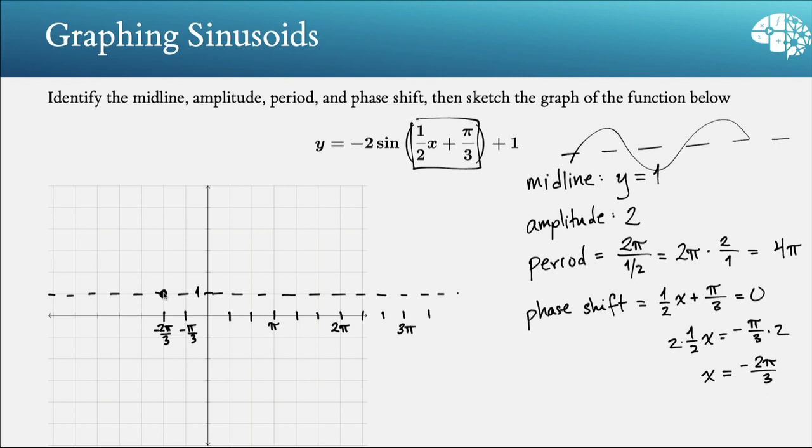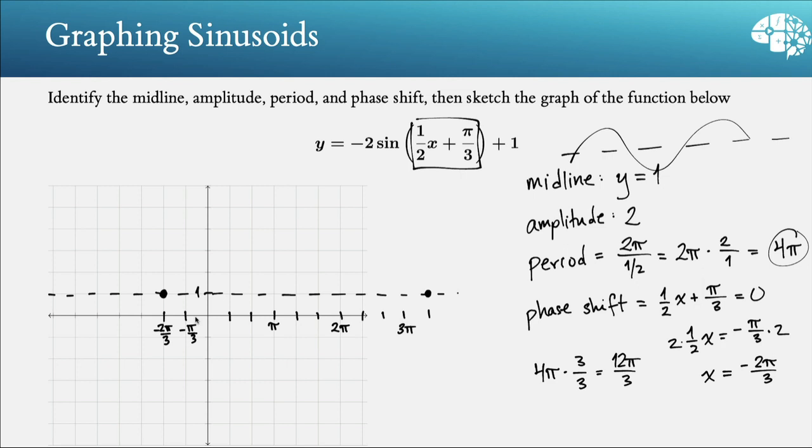From this, we need to go a total of 4 pi. Now if I'm counting by pi over 3, 4 pi is, I want over 3, so I have to multiply by 3 over 3. That's 12 pi over 3. So I'm going to move 12 tick marks from this point. So 1, 2, 3, 4, 5, 6, 7, 8, 9, 10, 11, 12. That right there is the end of that cycle that I'm just going to start over here. Okay.